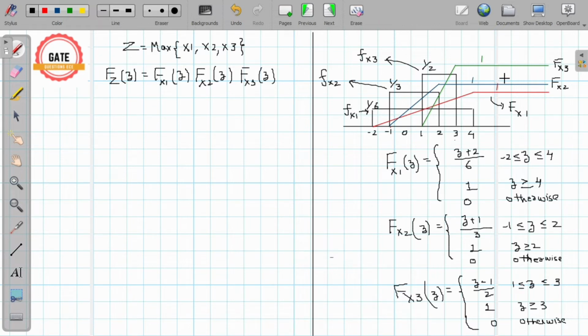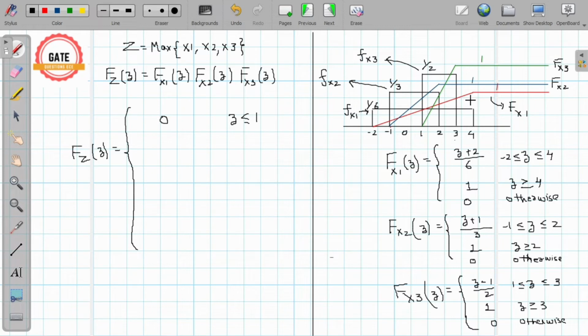Now you can observe here that the CDF of x3, this green curve, is 0 below z equal to 1. So this CDF is 0 below z equal to 1, and 0 multiplied by anything that is non-zero is again 0. So we can say that the CDF of z for sample value small z will be 0 for values of z less than or equal to 1.